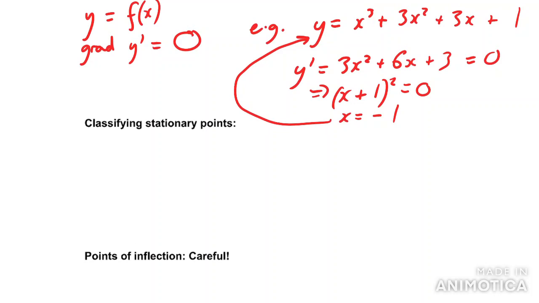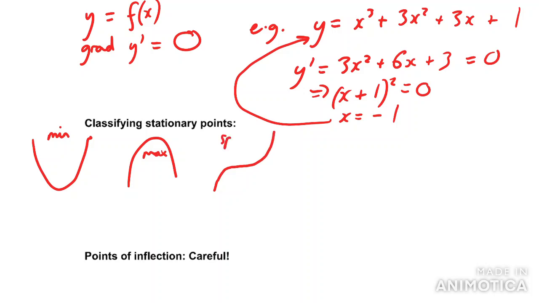More newer at A level is the idea of classifying stationary points. If you have a stationary point, it can either be a minimum, a maximum, or it could also be a special point of inflection. Now I'm going to talk about this in a second. So I'm going to call this a special point of inflection.